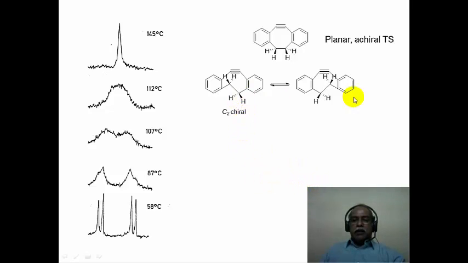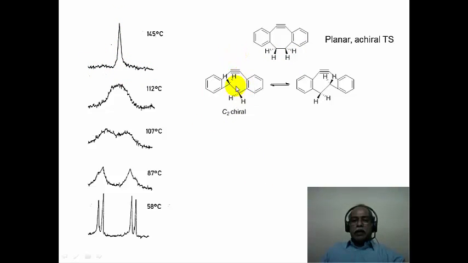Such a conformational change would make the molecule look like this one in the transition state. In this conformation, there is a plane of symmetry associated with the molecule. So this is an achiral transition state. So at 145 degrees Celsius, for example, this molecule from an NMR point of view looks like this, and all the methylene hydrogens are equivalent. So you essentially get a singlet at high temperature.